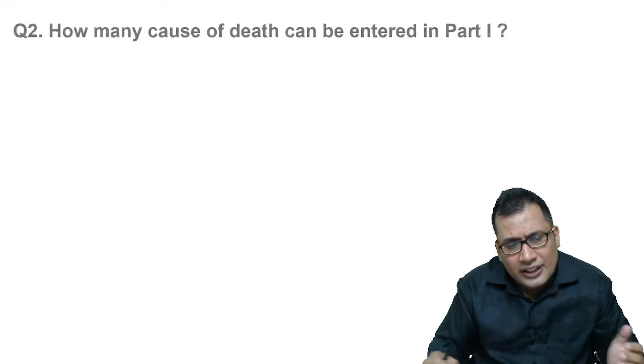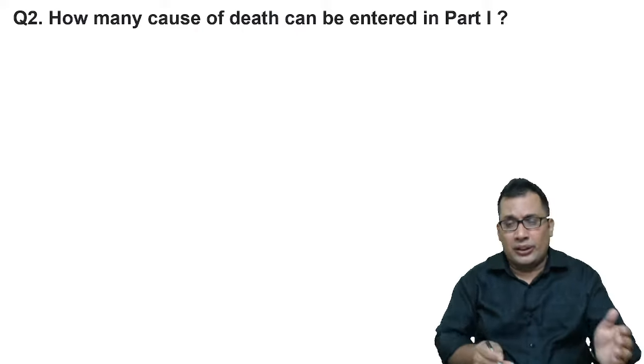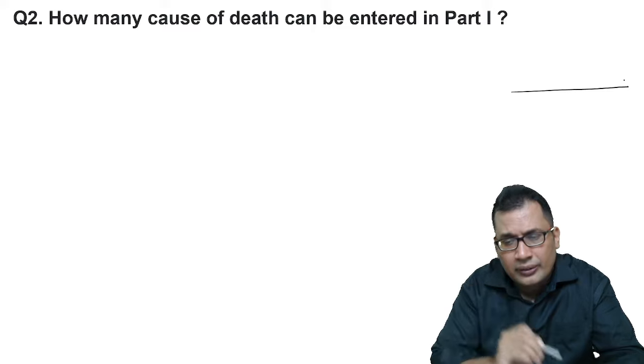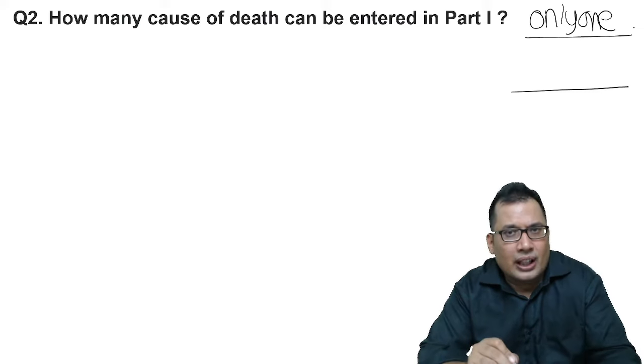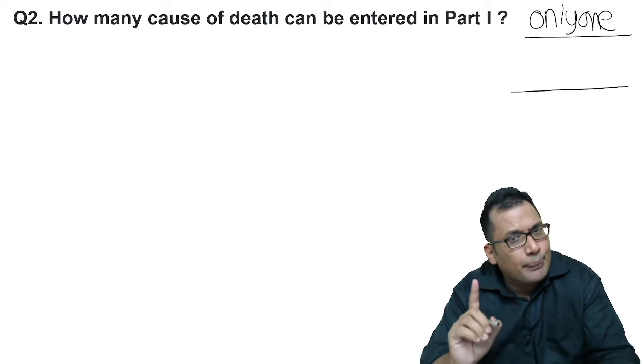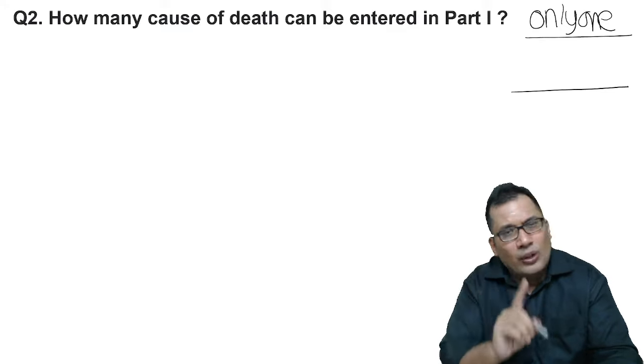Next question. How many causes of death can be entered in part 1? Your answer should be only one condition, not more than that. Only one condition you need to mention in each line of part 1. 1A, that is one condition. 1B, one condition. 1C, one condition.